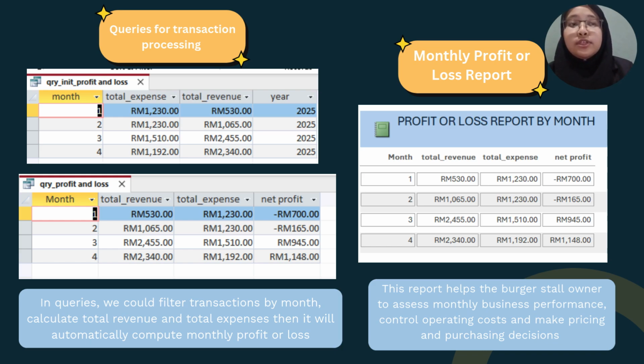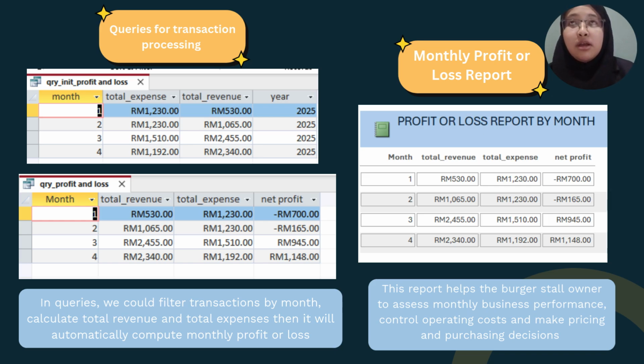So next, I will go to the queries for the transaction and also processing. In this query, I have two queries, which are query init for profit and loss, and query profit and loss. In the init profit and loss, there are the table month, expenses, total revenue, and years. The months run from January to April. In January, we got total expenses of 1,230 and total revenue of 530, and the year for all of them is 2025.